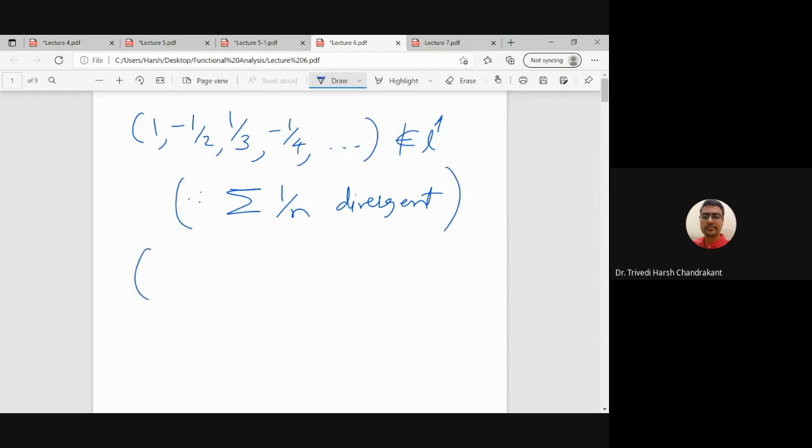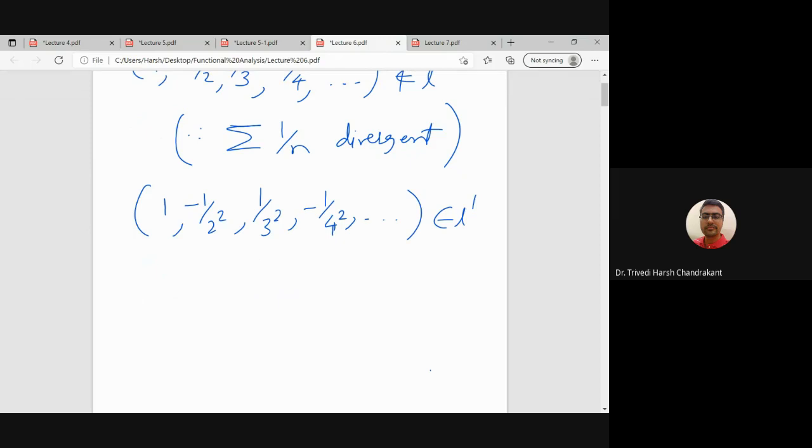And the example which you said is correct, that if we take square powers, then this will be in L1, because when we take the modulus of this series, we get 1 upon n square. So here basically we are taking j from 1 to infinity, so 1 upon j square. So the series is this one, but we need to take its modulus, so that is 1 upon j square, and that is convergent.